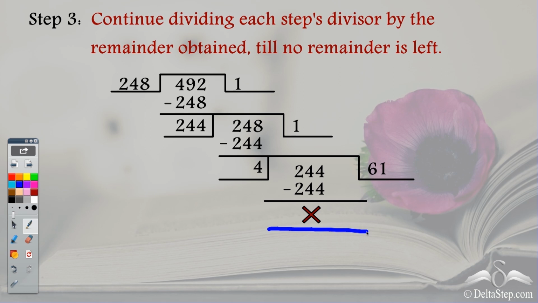So now what do we do? Remember, we divide in each step. We take the remainder as the divisor, which is 0 in this case, and we divide the divisor of the previous step. But is it possible to divide by 0? No, we cannot divide a number by 0. So this means that I need to stop here because the remainder is 0. And in every step, I need to divide by the remainder. The remainder is 0. So I need to stop here.